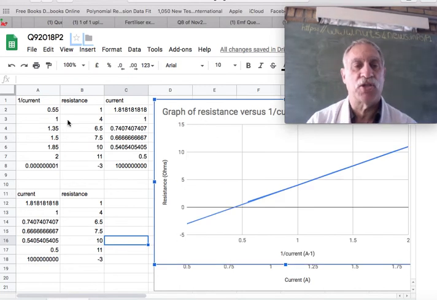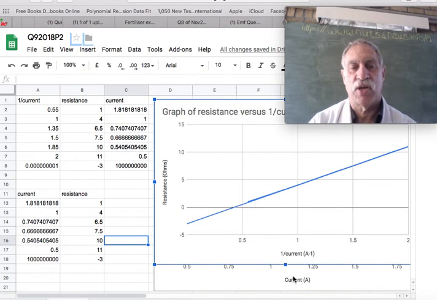Now you might be asking, what if we'd had a graph of resistance versus straight current, which was the raw data before they inverted it? What would that graph look like? And here I've inverted those values to get current values. And let's see what the graph of current versus resistance looks like.